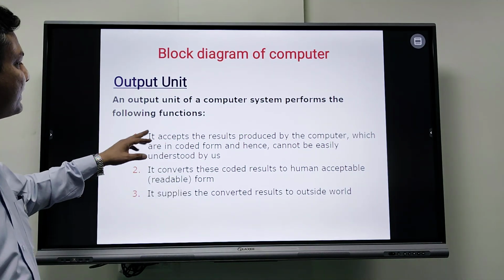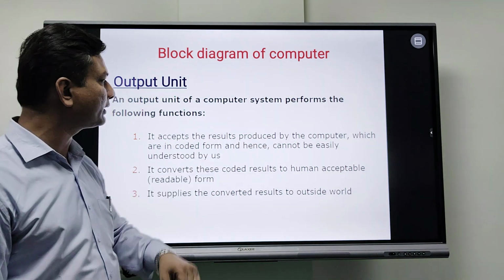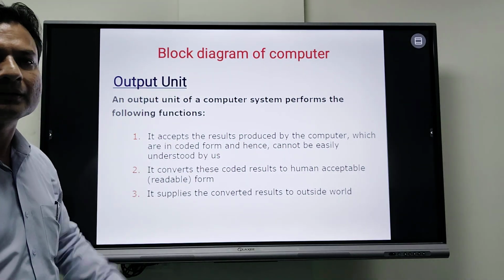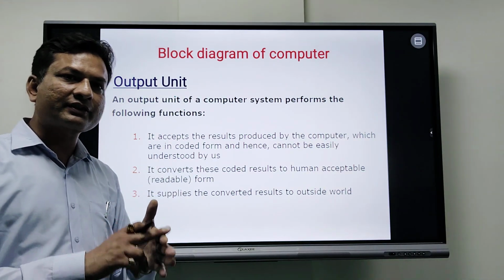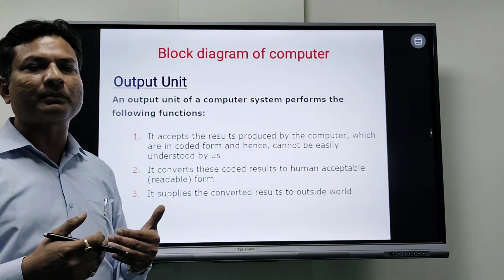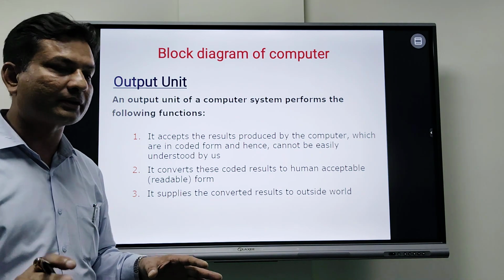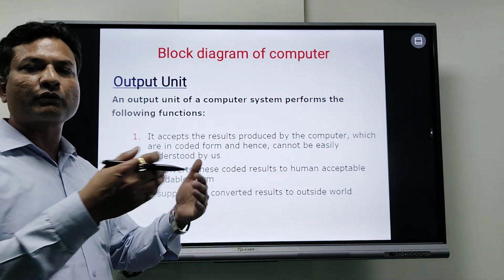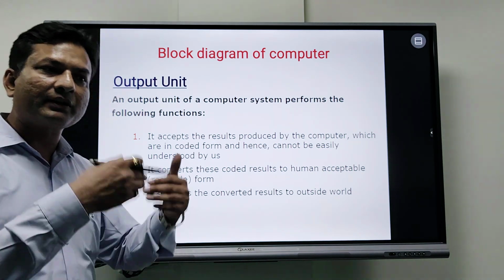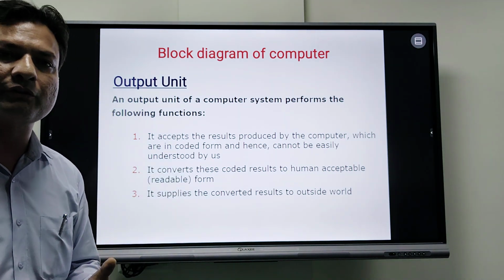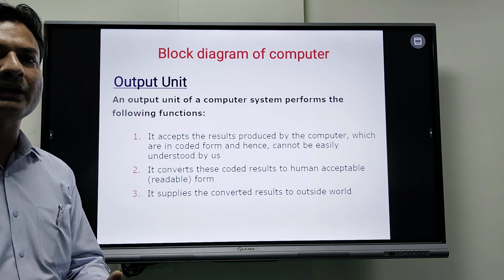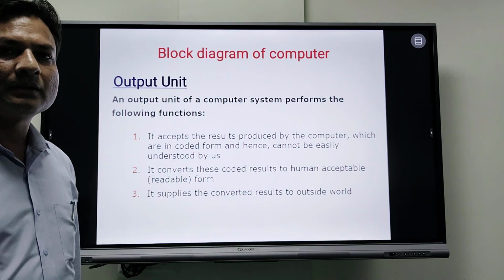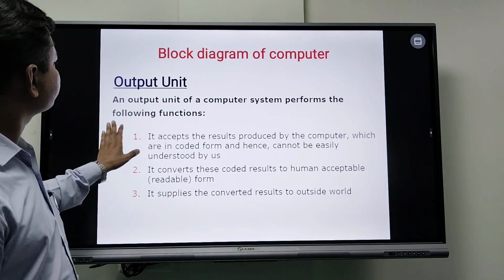We can see first one is it accepts the results produced by the computer which are in coded form and hence cannot be easily understood by the user. Means first step is it accepts the output from the machine. I am talking about output unit. All the output units perform these three functions. First one is accept the output from the machine. Second one is converts that output into human readable form. And third one is supplies the output to the user, or we can say outside world. So these are the functions performed by output unit.